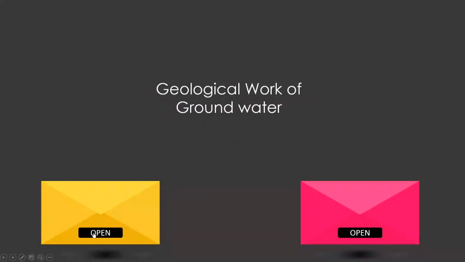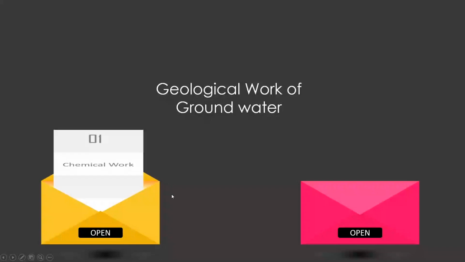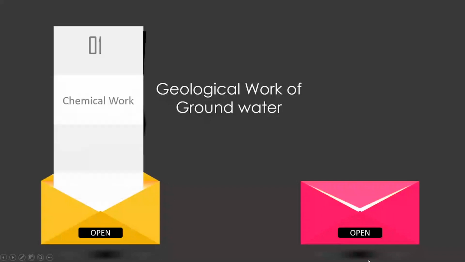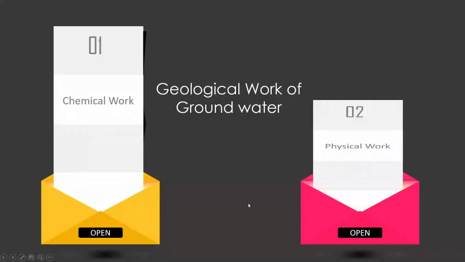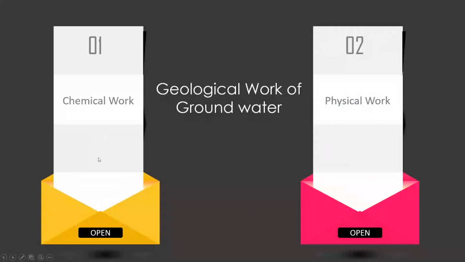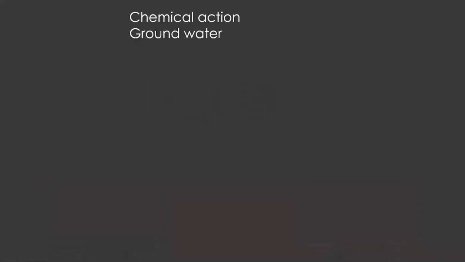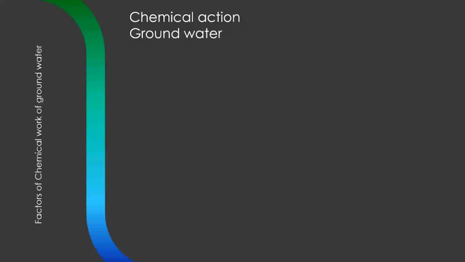So the work of groundwater is basically of two types. The first one is chemical work, and the second one is physical work. So for chemical work, you know that water is a very good solvent. When it passes through rock types, depending upon their characteristics, the water will erode those rocks. And what are the parameters which control whether the water will erode that rock or not?